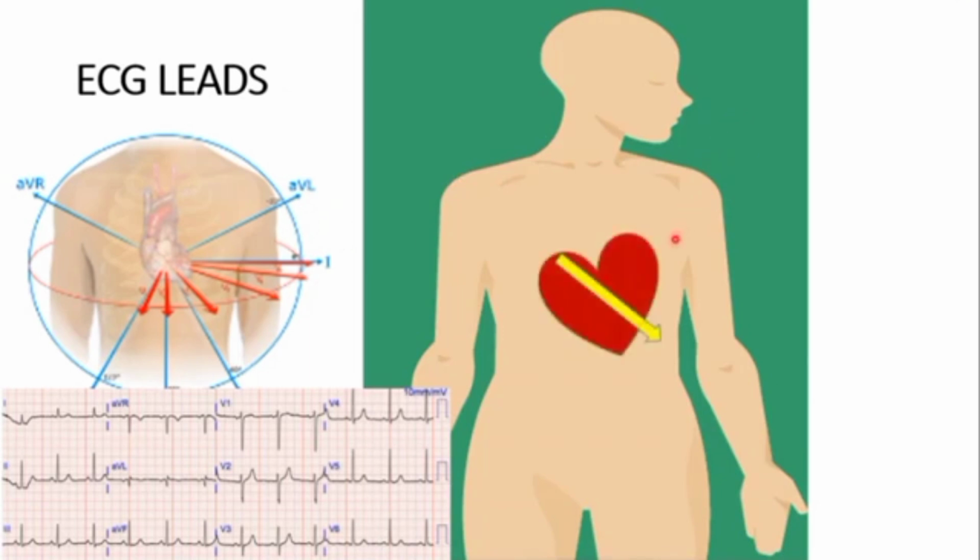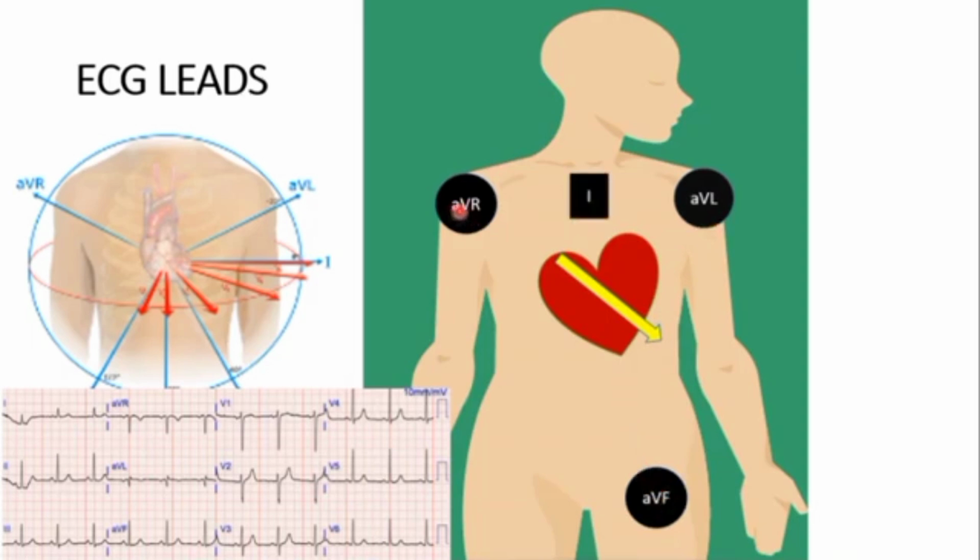First, know the location of the heart and the direction in which the current passes. Then you place the AVR lead, that is augmented vector right. This AVR lead is placed at the right limb. Then AVL at the left limb, and AVF at the foot. AVR, AVL and AVF.